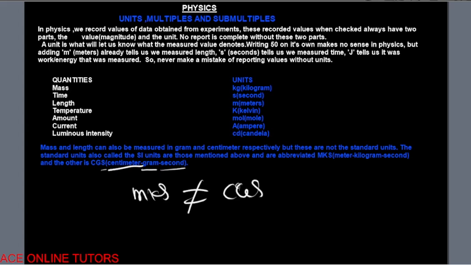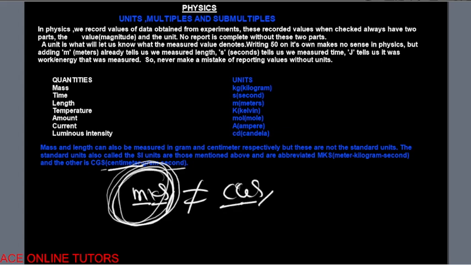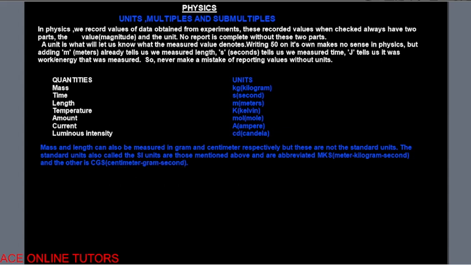So if the question does not tell you anything, use the standard, which is the MKS. MKS means you are measuring length in meters, you are measuring mass in kilogram, you are measuring time in second. But CGS means you are measuring length in centimeters, you are measuring mass in grams, and you are still measuring time in seconds. So note, if you are given instruction, always follow the instruction. But if you are not given instruction, use the standard.